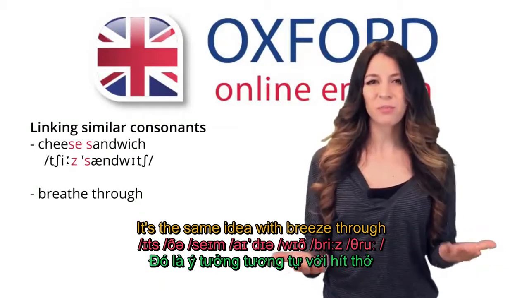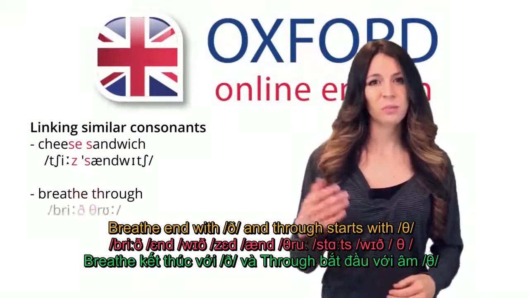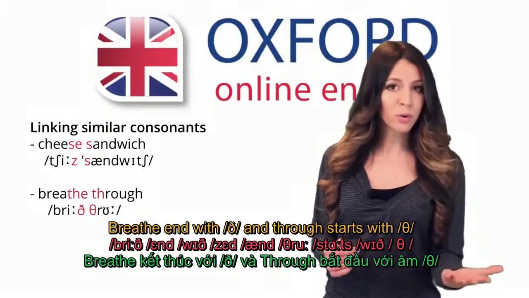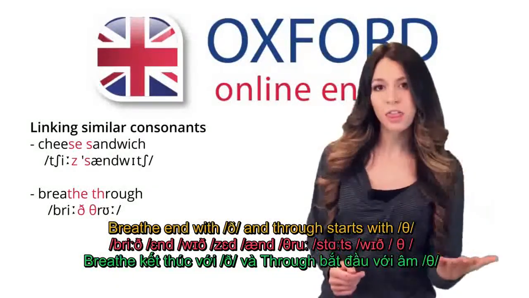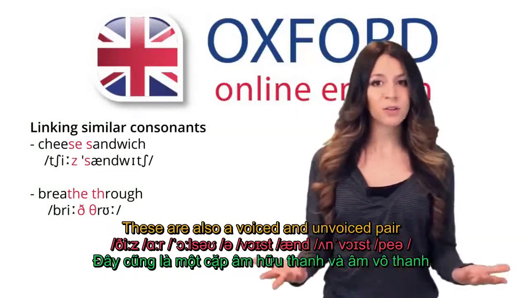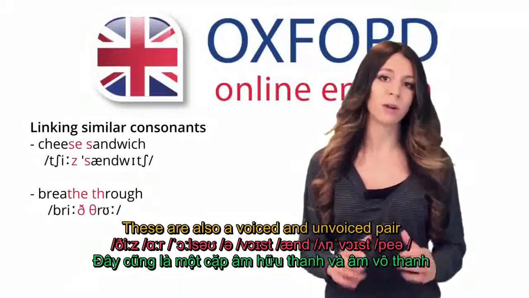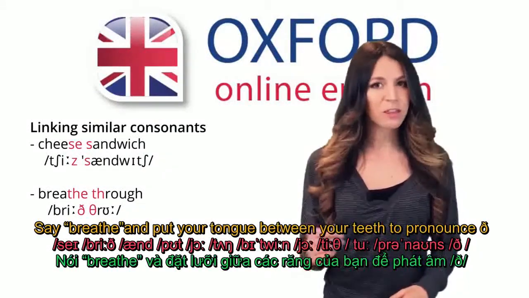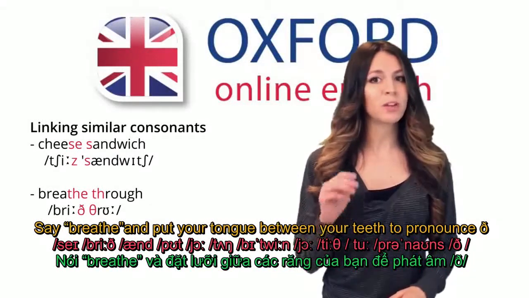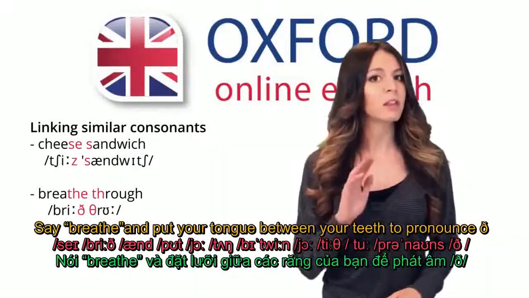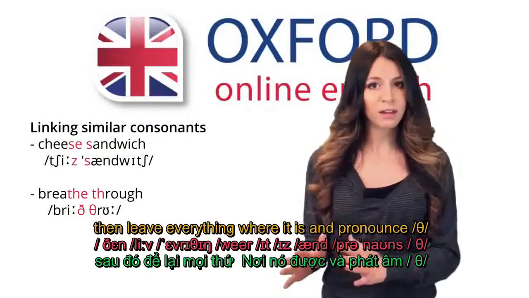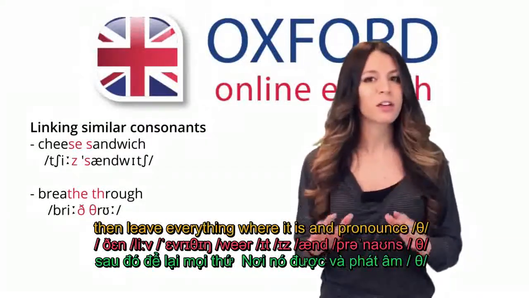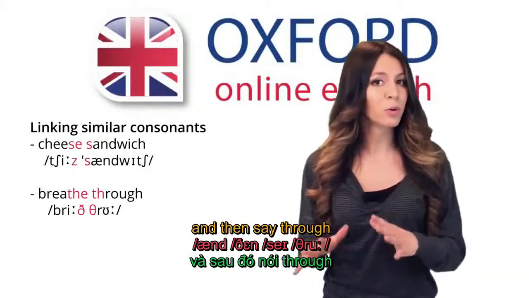It's the same idea with breathe through. Breathe ends with the, and through starts with th. These are also a voiced and unvoiced pair. Say breathe and put your tongue between your teeth to pronounce the. Then leave everything where it is and pronounce th, and then say through.